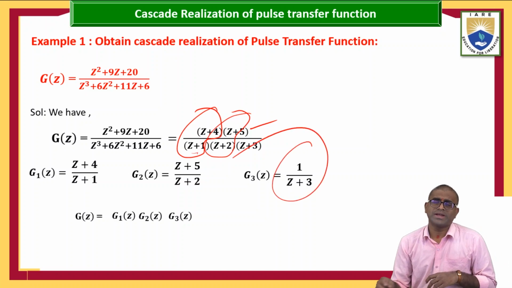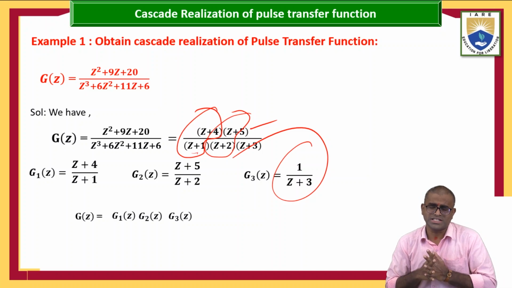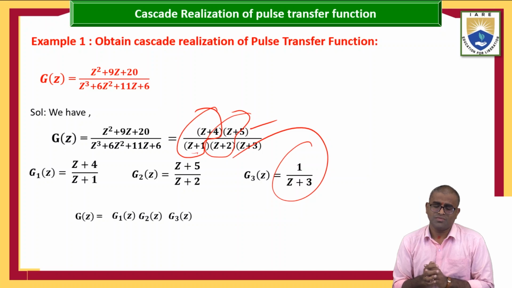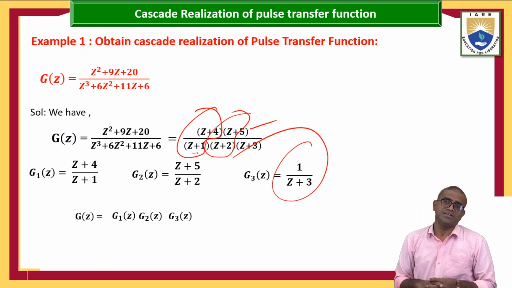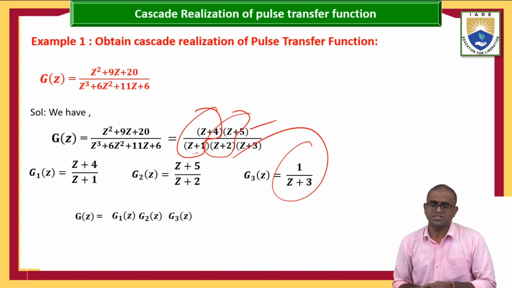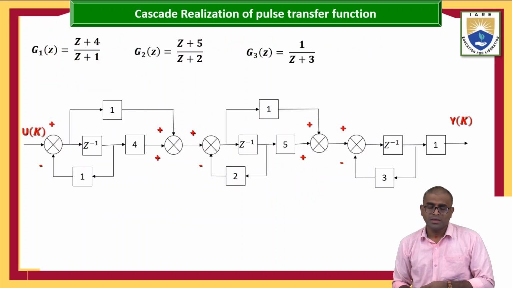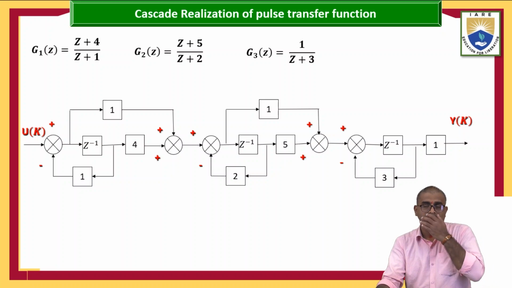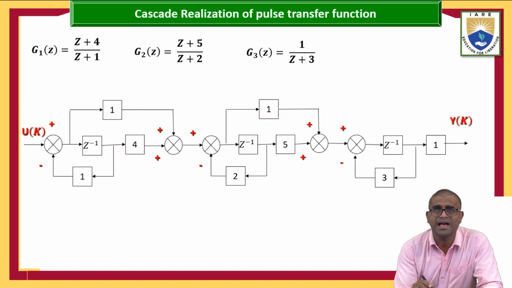Now, when we go for cascade connection, we have three functions, g1 of z, g2 of z, g3 of z. For the cascade connection, g of z equals g1 g2 g3 of z. Now, taking these three terms in the cascade connection.